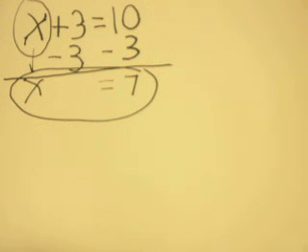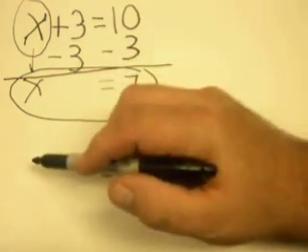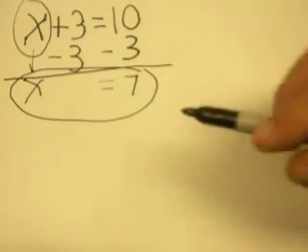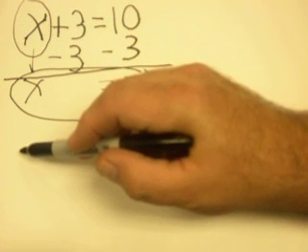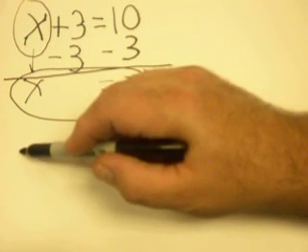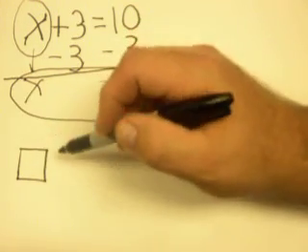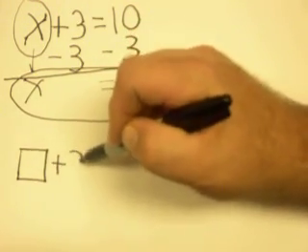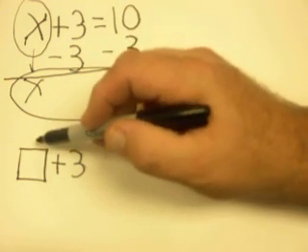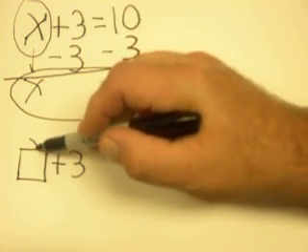And that's probably right. But what I want you to do now is to check your work. You should always check your work. And the way we're going to do that is we're going to rewrite the problem. But I'm going to take the variable out. I had x plus 3 is equal to 10. So in place of the x, I'm going to pull that x out, and I'm going to leave an empty box where it was, and I'm going to label it so I know what was in there.